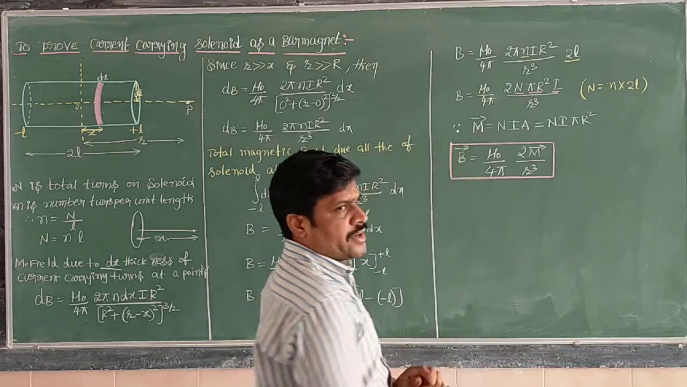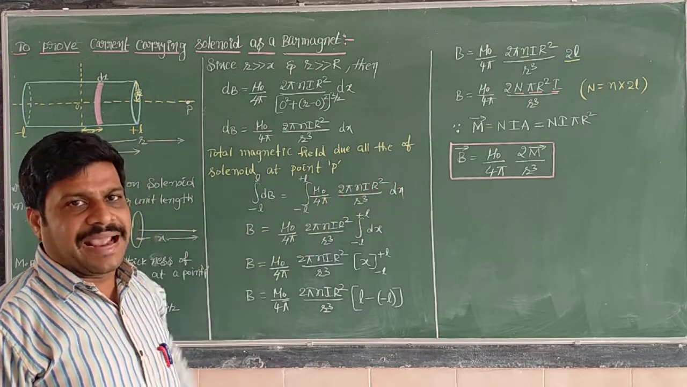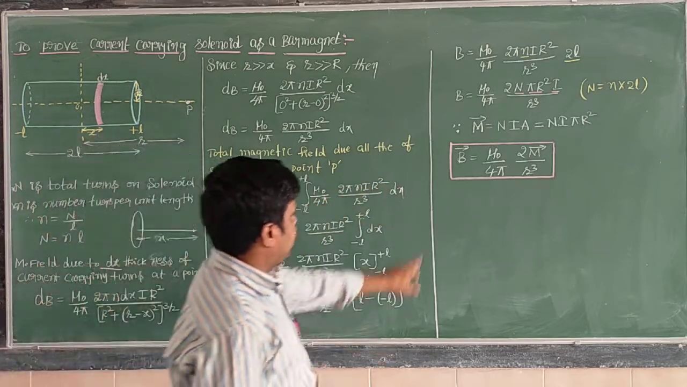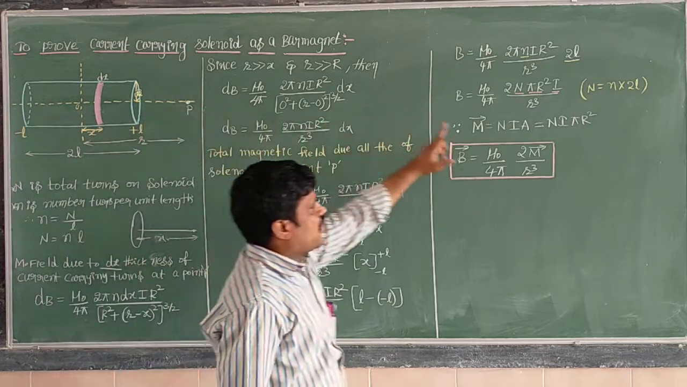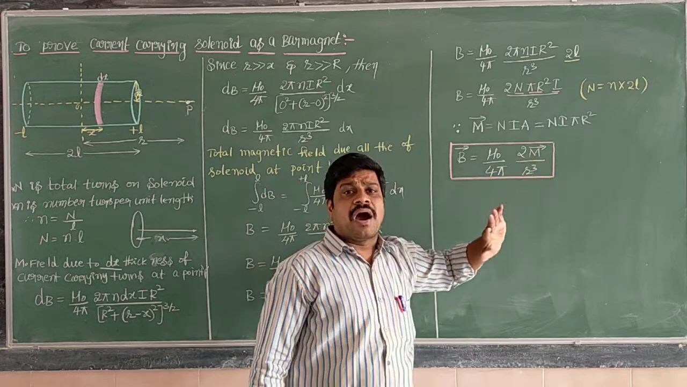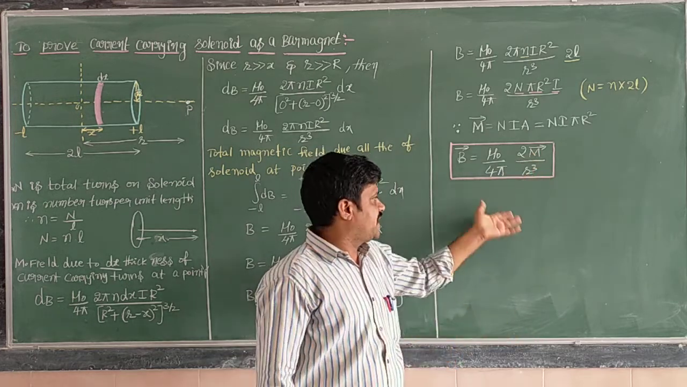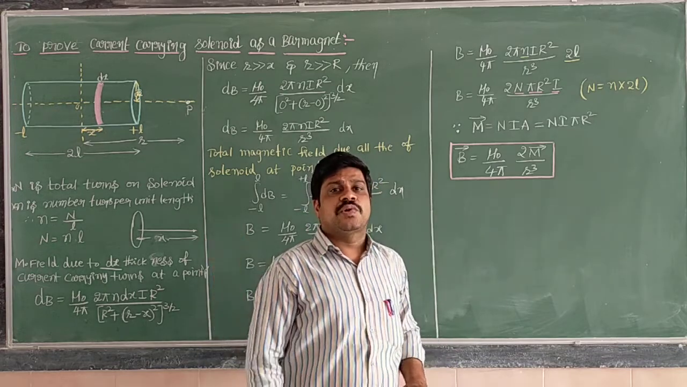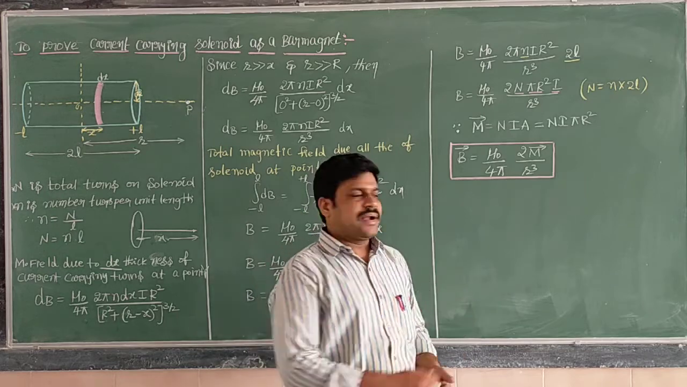Magnetic field due to the current carrying solenoid I have written in terms of the magnetic dipole moment. A bar magnet is also having a magnetic dipole moment. Because of that, a current carrying solenoid behaves like a bar magnet.